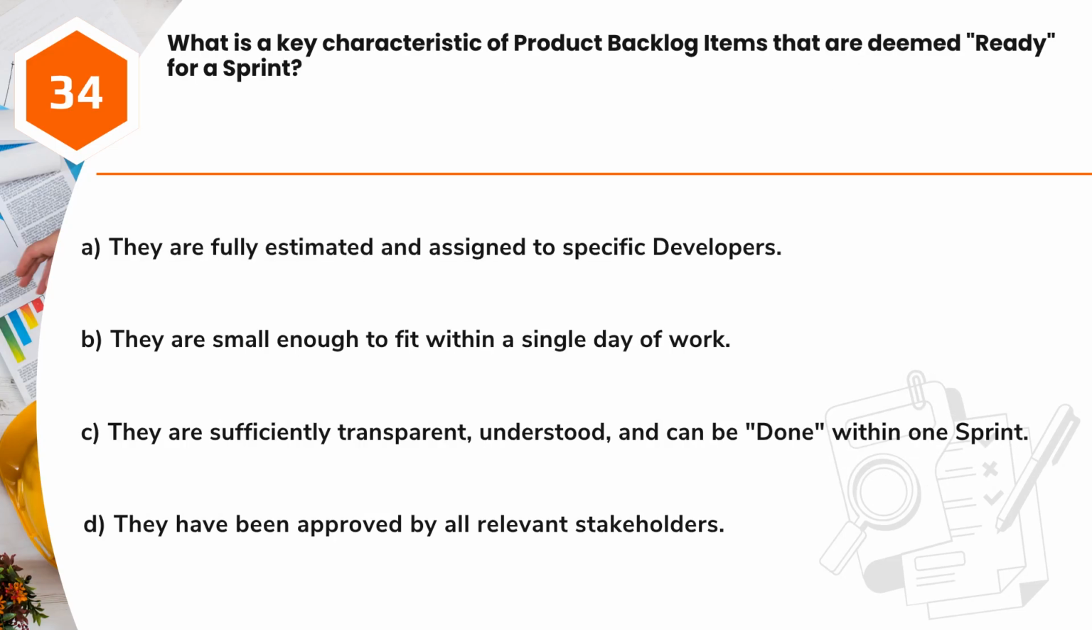Question 34. What is a key characteristic of product backlog items that are deemed ready for a sprint? A. They are fully estimated and assigned to specific developers. B. They are small enough to fit within a single day of work. C. They are sufficiently transparent, understood, and can be done within one sprint. D. They have been approved by all relevant stakeholders.